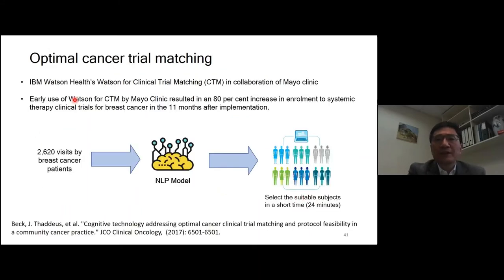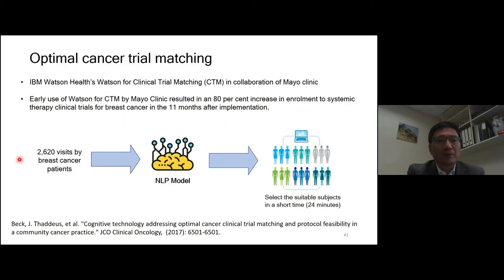And for this, IBM Watson Health is a tool for clinical trial matching. In cooperation, of course, with those clinicians, they can use this AI to achieve an 80% increase in enrollment in systemic therapy clinical trials, for example, for breast cancer, in 11 months after implementation.